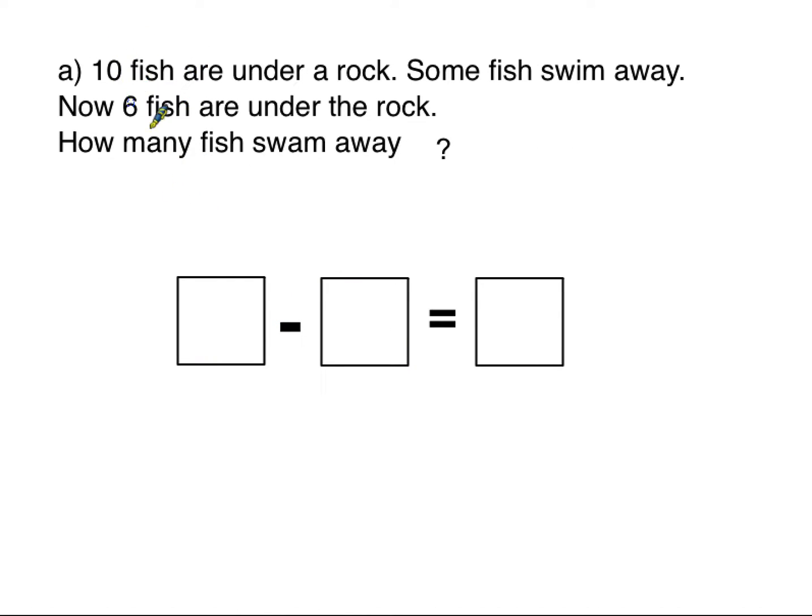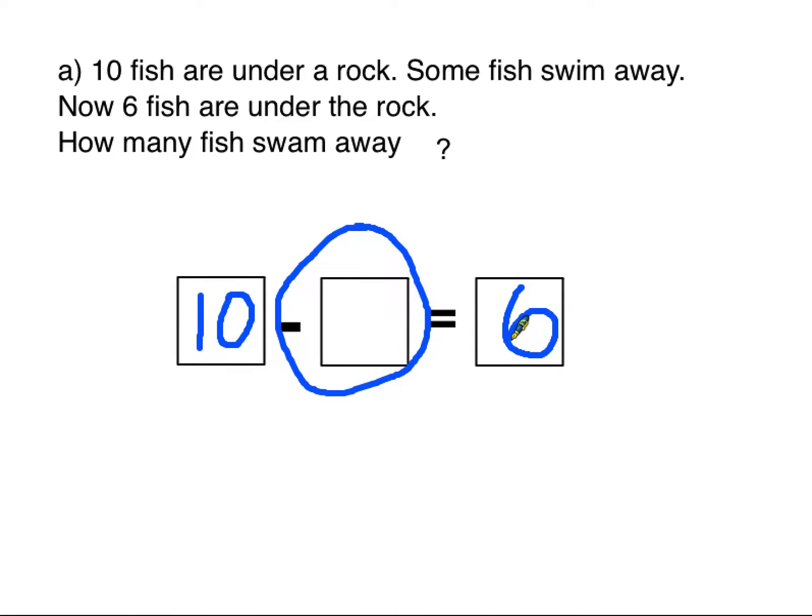Okay, we have 2 numbers and we have to figure out one of them. 10 fish are under a rock. Some fish swim away. Now 6 fish are under a rock. We started with 10. Some fish swam away. We don't know how many went away. We do know 6 are still under the rock.